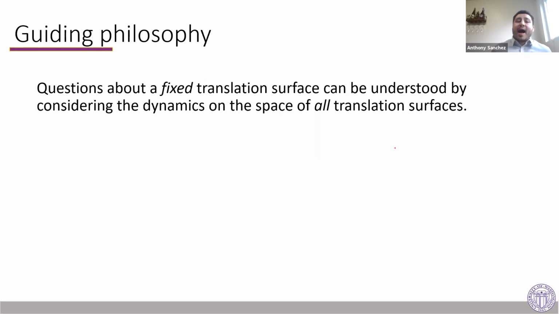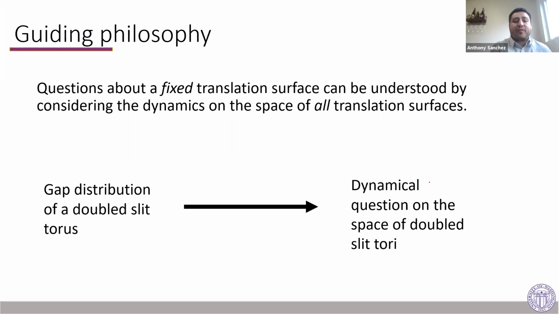Very important for me to say, I did not create this instance of this philosophy. I was very fortunate that many other people were able to work on this and see this instance of this philosophy, that I can relate the gap distribution to a dynamical question. People like my advisor, Jayadev Athreya, people like Yitwah Cheung, Jon Chaika, Samuel Lelièvre, were able to notice this philosophy. And what I want to walk us through at the end of this talk is what this instance of this philosophy is. More specifically, I'm going to teach us how we can go from a gap distribution question for a double slit torus to a dynamical question on the space of all double slit tori.